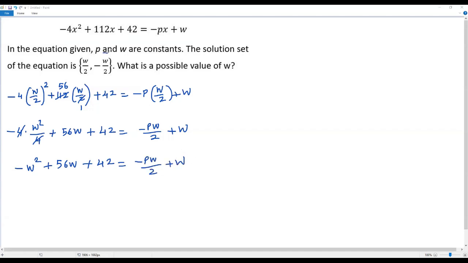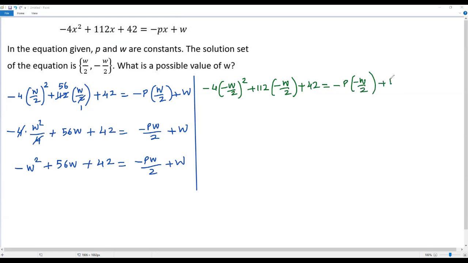And also this negative w over 2 is another solution for the same equation. Since this negative w over 2 is another solution for this equation, we can plug in this negative w over 2 for x, like what we have done over here. Okay, let me continue. So now I'm going to plug in negative w over 2 for x in this equation. Then I'm getting negative 4 times negative w over 2, the whole squared, plus 12 times negative w over 2 plus 42 equals negative p times negative w over 2 plus w.